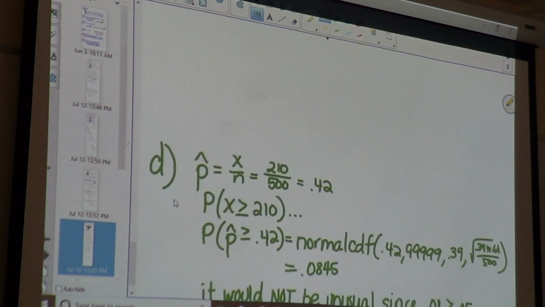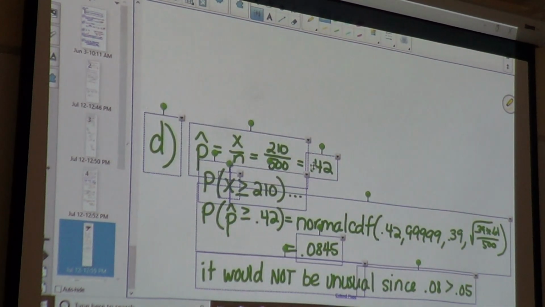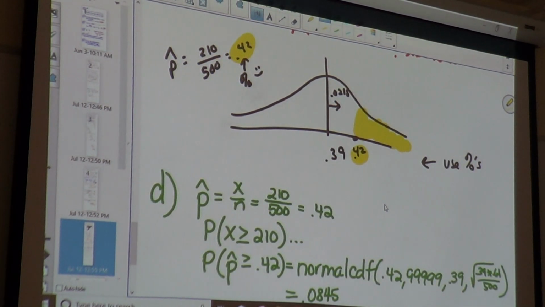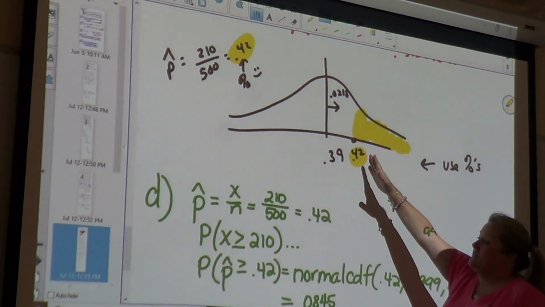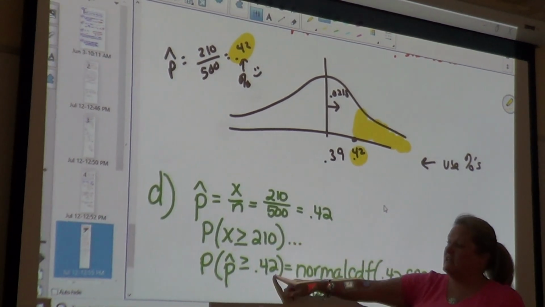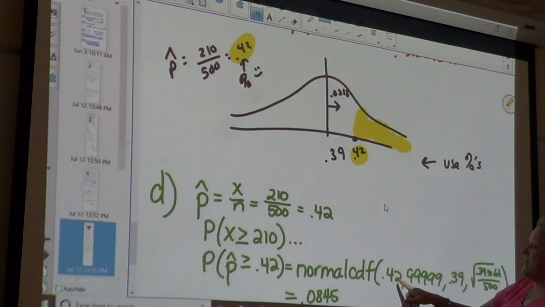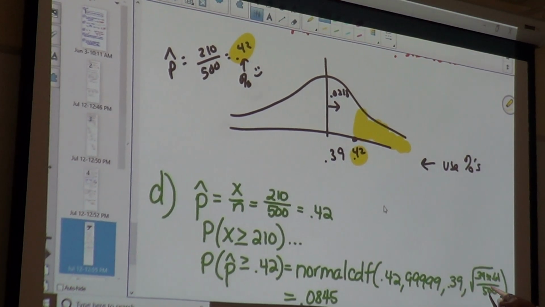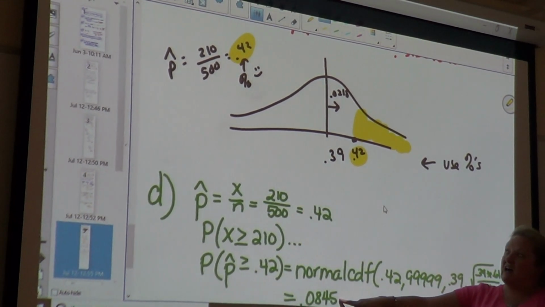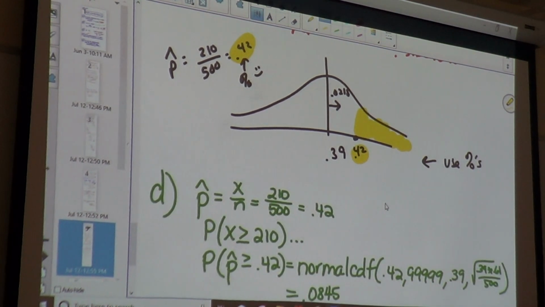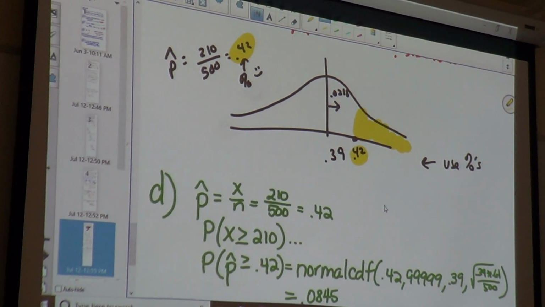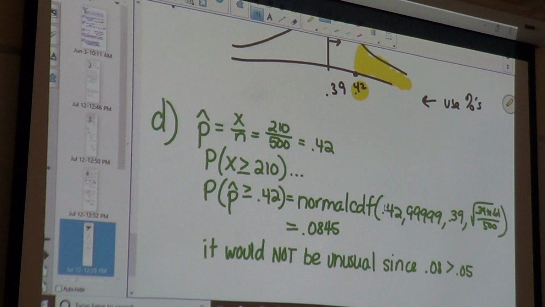So when I do, scooch up so that you can see, I did the 210 over the 500 so that I could do the percent. They wanted that or greater, so instead of doing the 210, I did the 42%. I started at 42%, I went to 9999, my mean and my standard deviation gave me 0.0845, and I want to know, is that usual or unusual? Usual, because it is greater than 0.05. Wasn't that bad? It just has different stuff. Each one has different stuff.